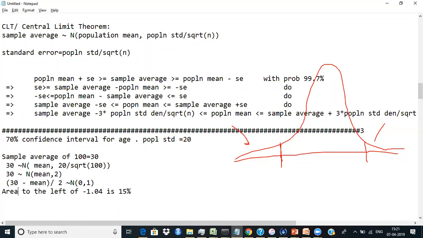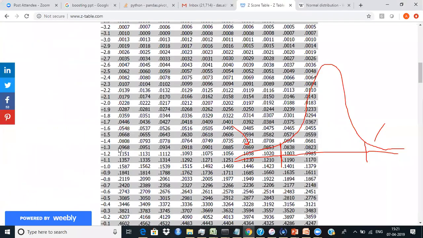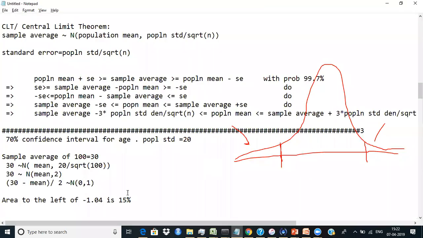Sir, can you please repeat this? How did we get minus 1.04 through the Z table? So if you look at minus 1.0 and here you have 0.1492, which is almost equal to 0.15. Okay. So you have 15% to the left of minus 1.04. So we also know the area to the right of 1.04 is 15%. Okay. Now, what do we do with this?